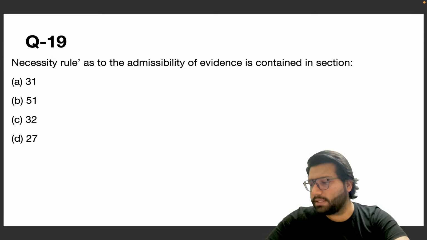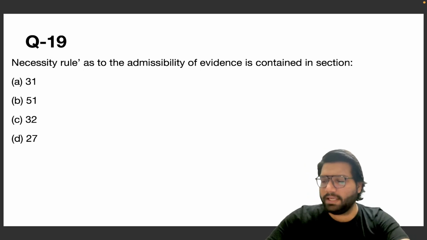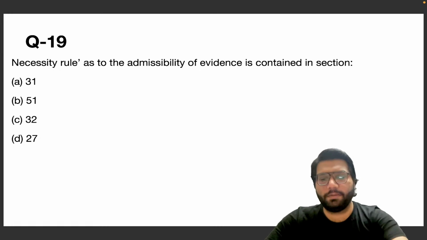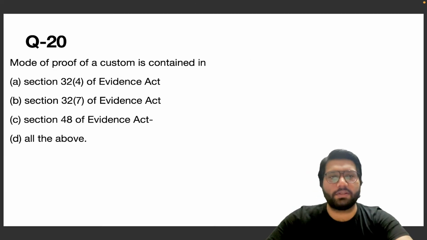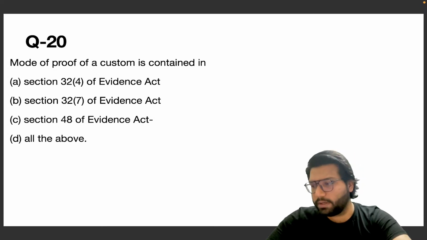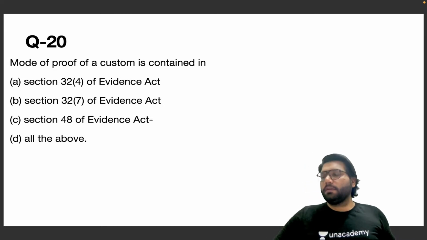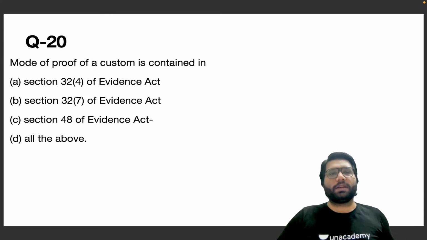First one to answer, Sapna, followed by Aditya and Amit. C is the correct answer, students. Next. Mode of proof of a custom is contained in which of the following sections? Which of the following section deals with the concept of custom?